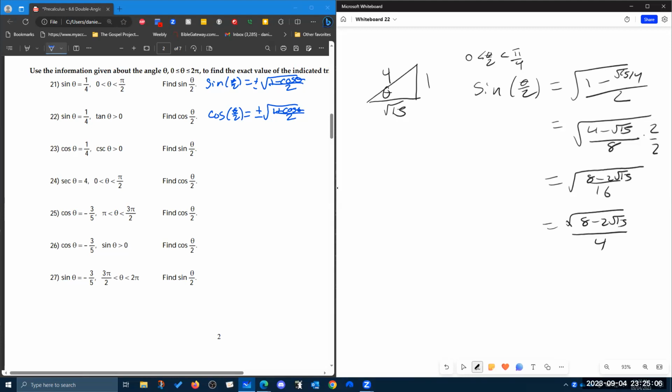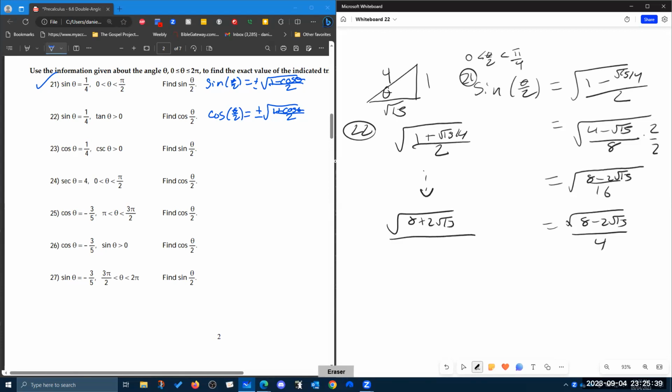We're going to have the same triangle again here for 22. This was 21. Right, 22 here. So 22 is going to be cosine, which will also be positive in this range. It's going to be root 1 plus root 15 over 4 over 2. So the only thing that changed in this whole problem was that the minus became a plus. But all the other steps remain the same there.